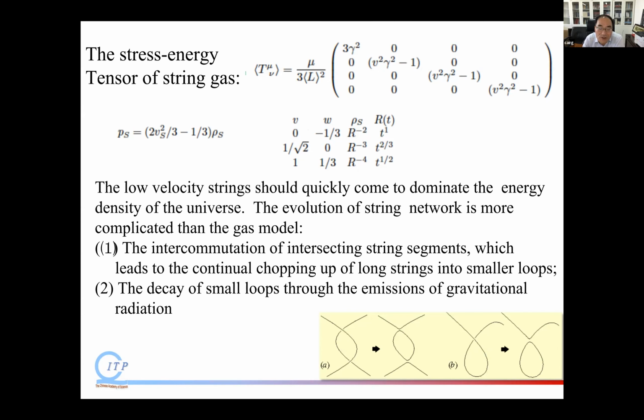However, the evolution of strings is much more complicated than the string gas model, because due to the strings there will be interactions, so a string network will be formed. First, the intercommutation of intersecting string segments leads to the continued chopping of the long strings into smaller loops. Second, the decay of the small loops through the emission of gravitational waves. So this is a very important feature of strings. In that case, the string network is actually safe in the universe's evolution, not like the domain walls.